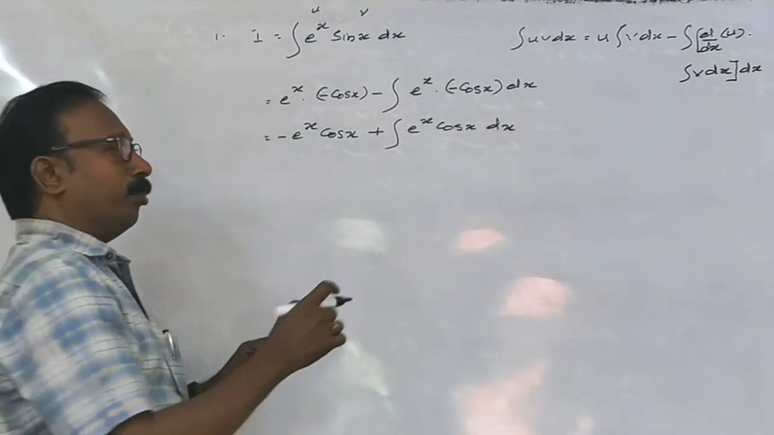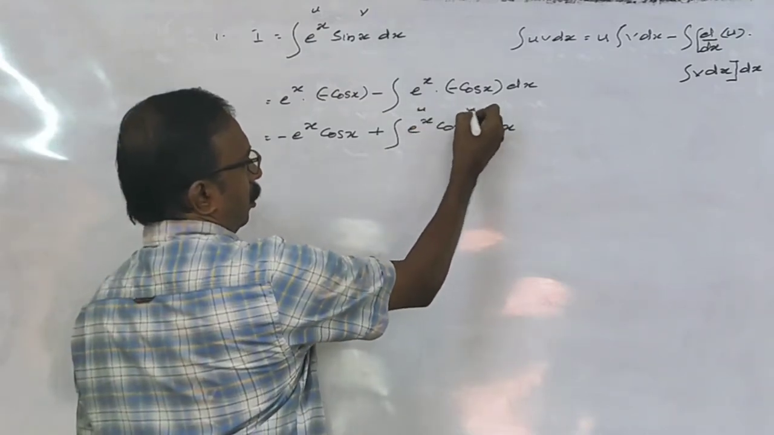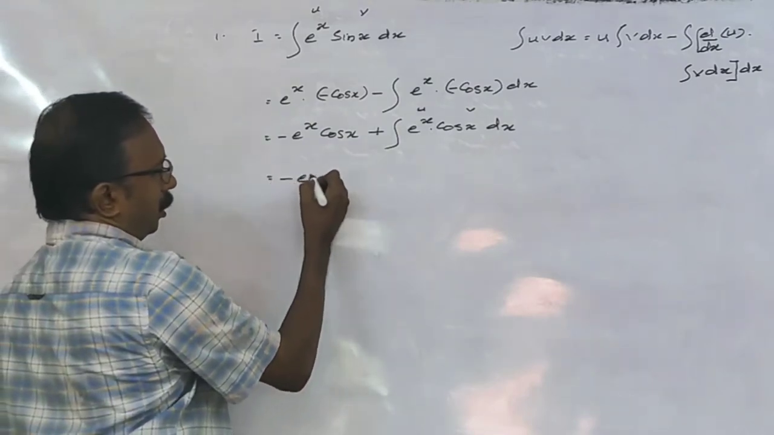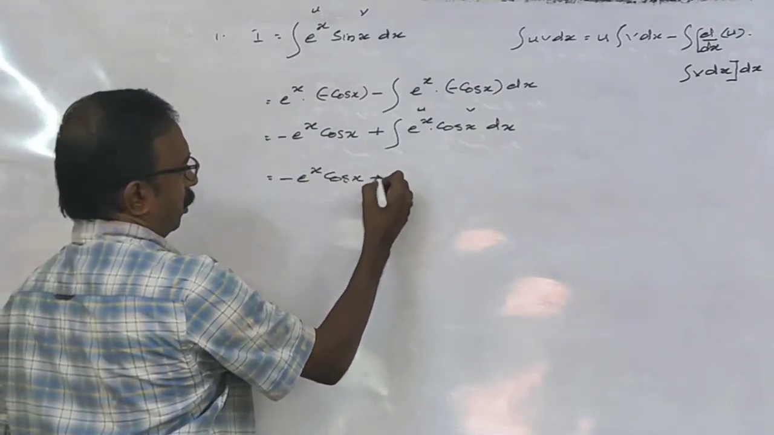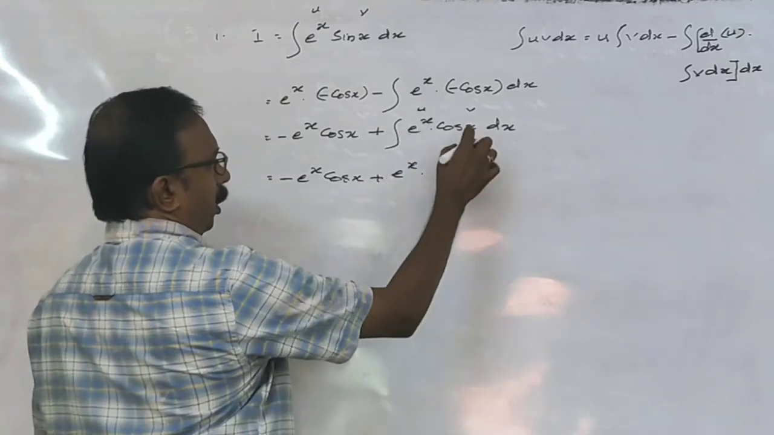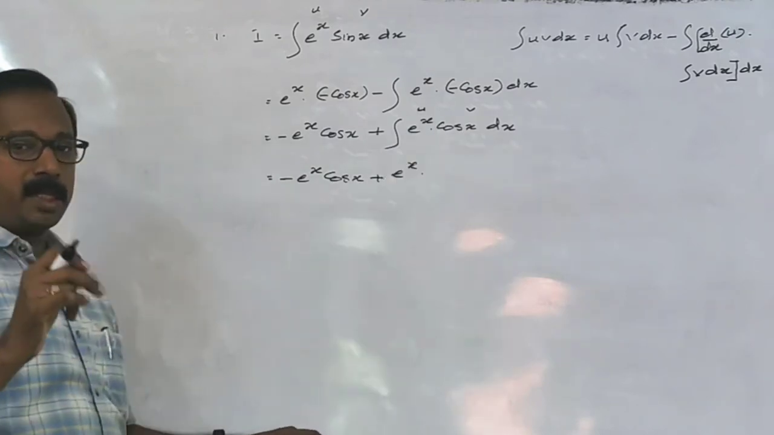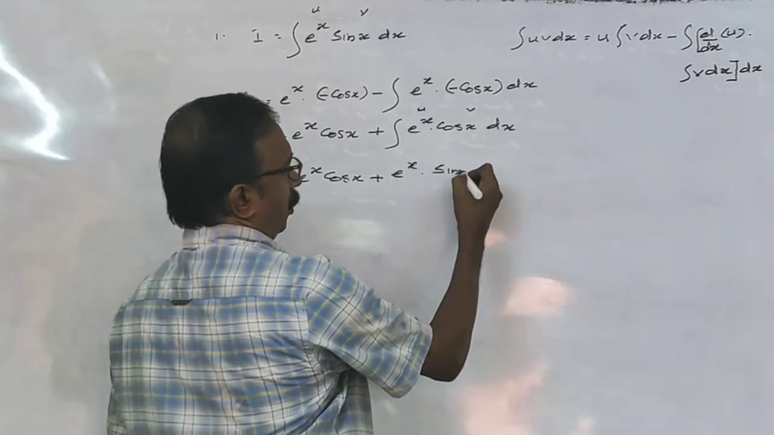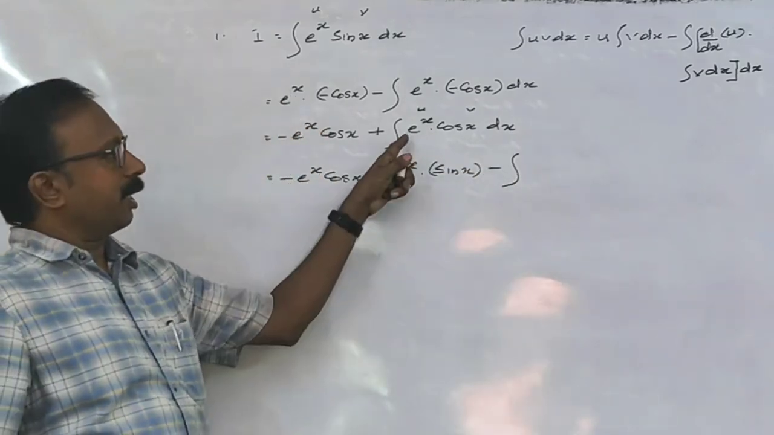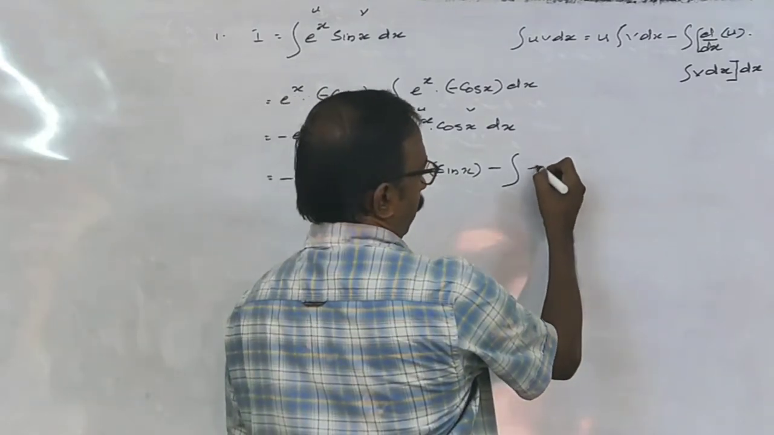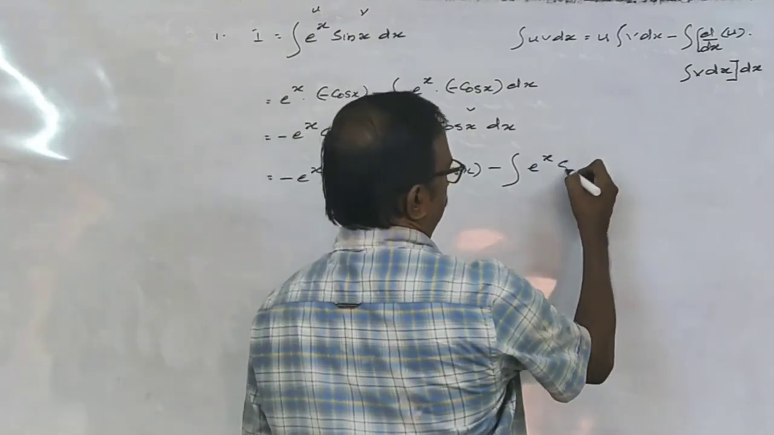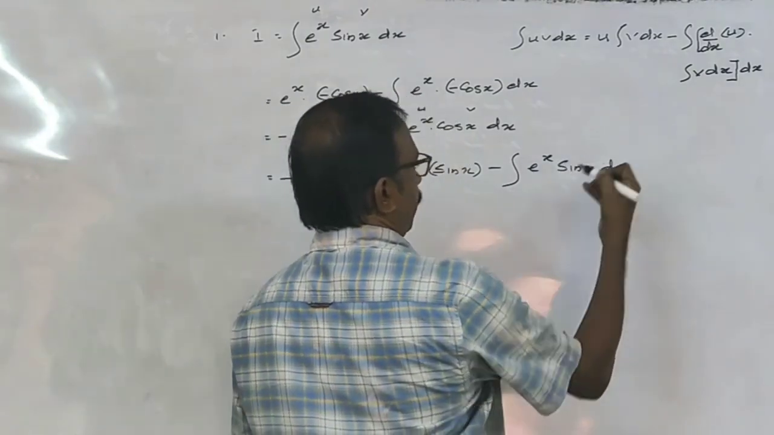Now it is again in the form uv. Again applying the product rule, we have minus e raised to x cos x plus, here first function e raised to x into the integral of the second function, the integral of cos x is sin x, minus the integral of the derivative of the first function, again the derivative of e raised to x is e raised to x, into the integral of cos x, which is sin x, into dx.